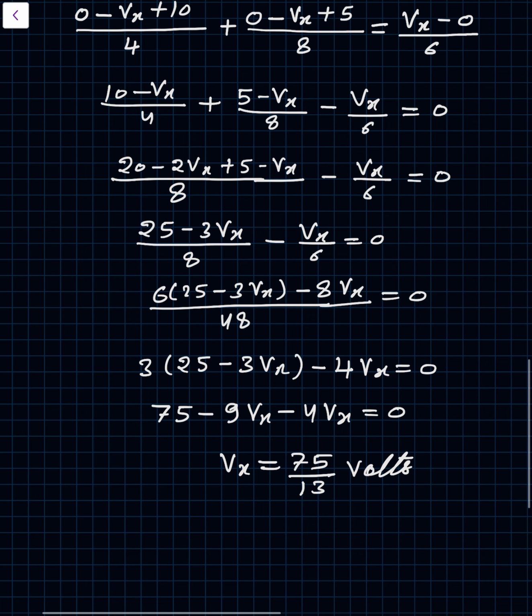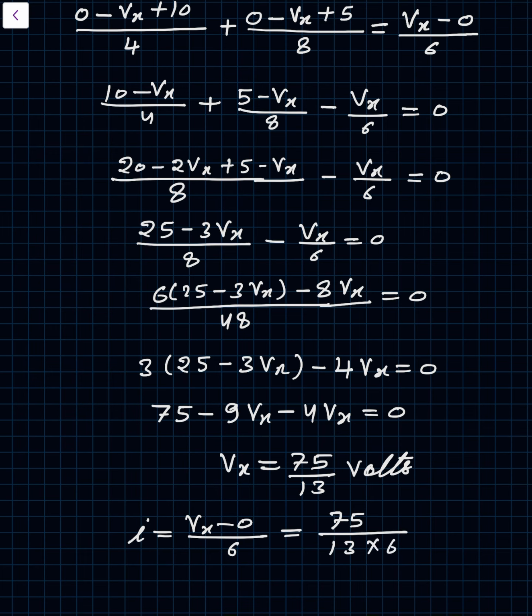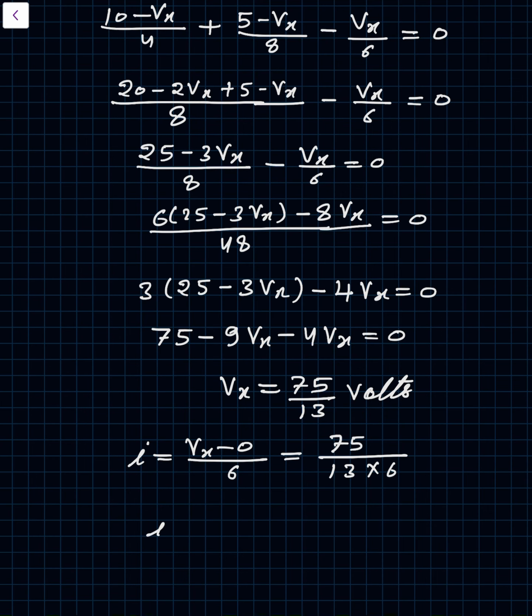Now, what about I? I is Vx minus 0 divided by 6, so that one is 75 by 13 into 6. So what about I? 6 3s are 25 divided by 26 ampere. This is the right answer, clear or not?